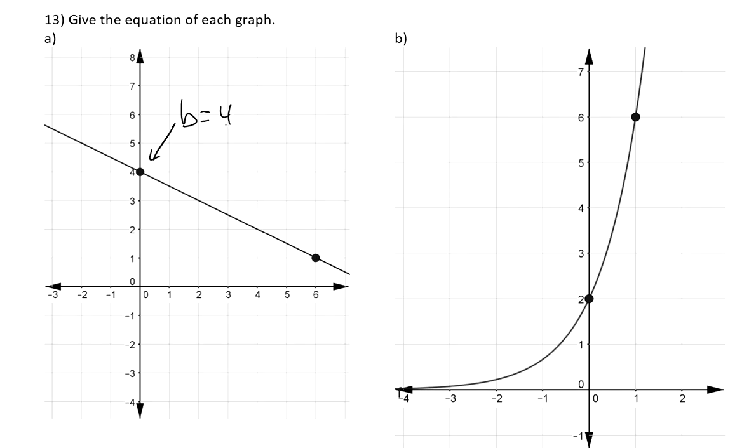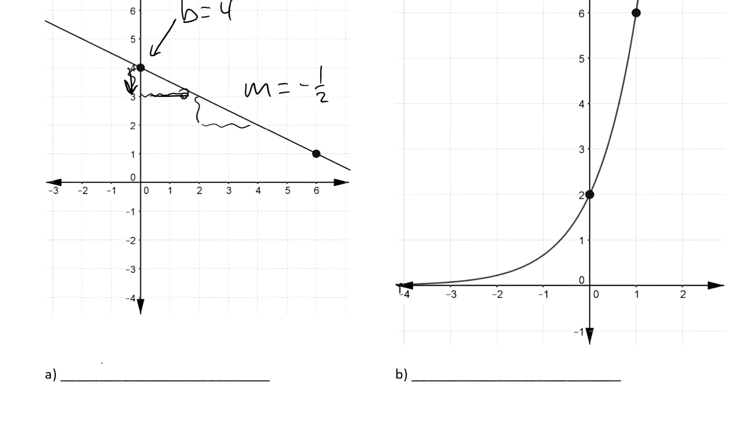The other thing that I see is that I have this slope pattern of down 1 unit, and then over 2 units, right? And then down 1 over 2. And be careful, it is going down 1 and then to the right 2. So my slope parameter m would be negative 1/2. So with those two parameters, we can write the equation of that line. It would have to be y equals negative 1/2 x plus 4.